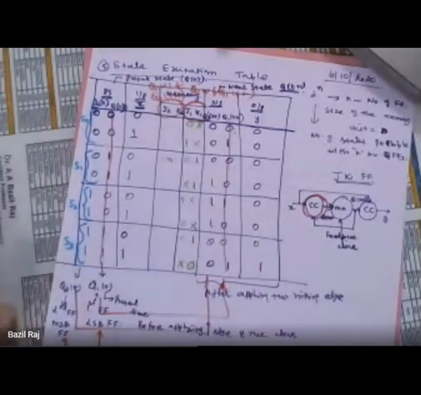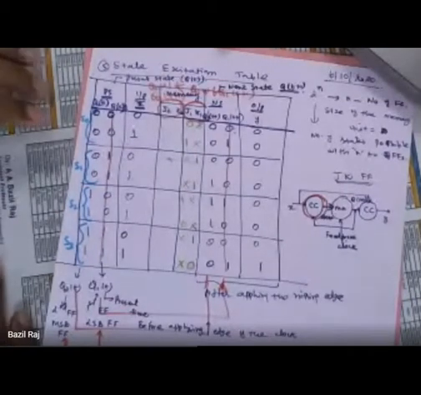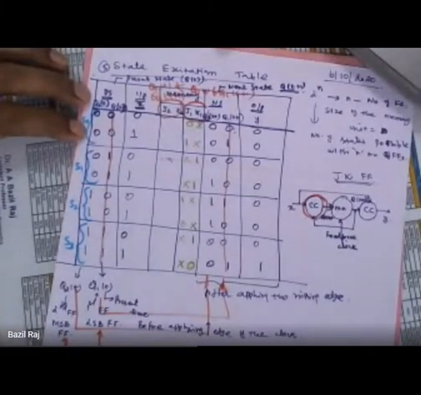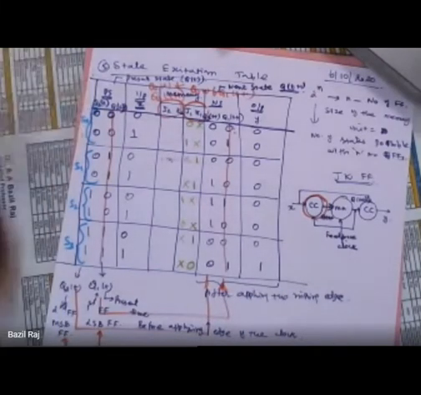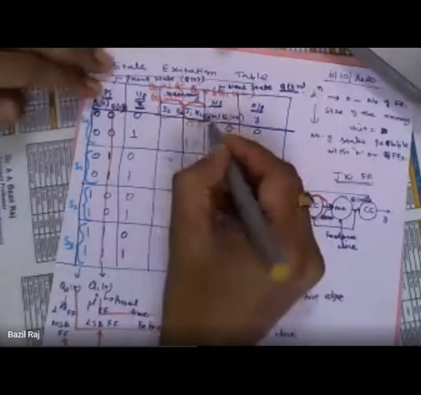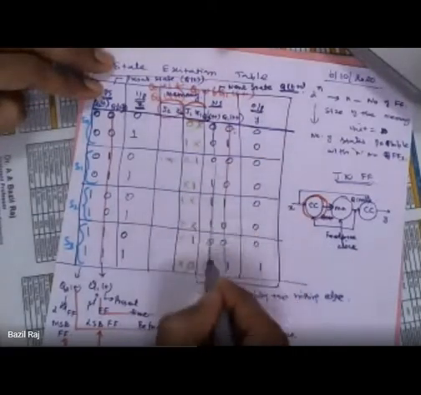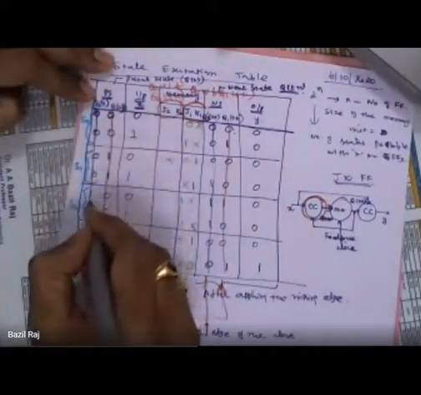Is it correct? All of you check with your result. Then second flip flop. This is the second flip flop. Check this one now. This second flip flop, this is the state.